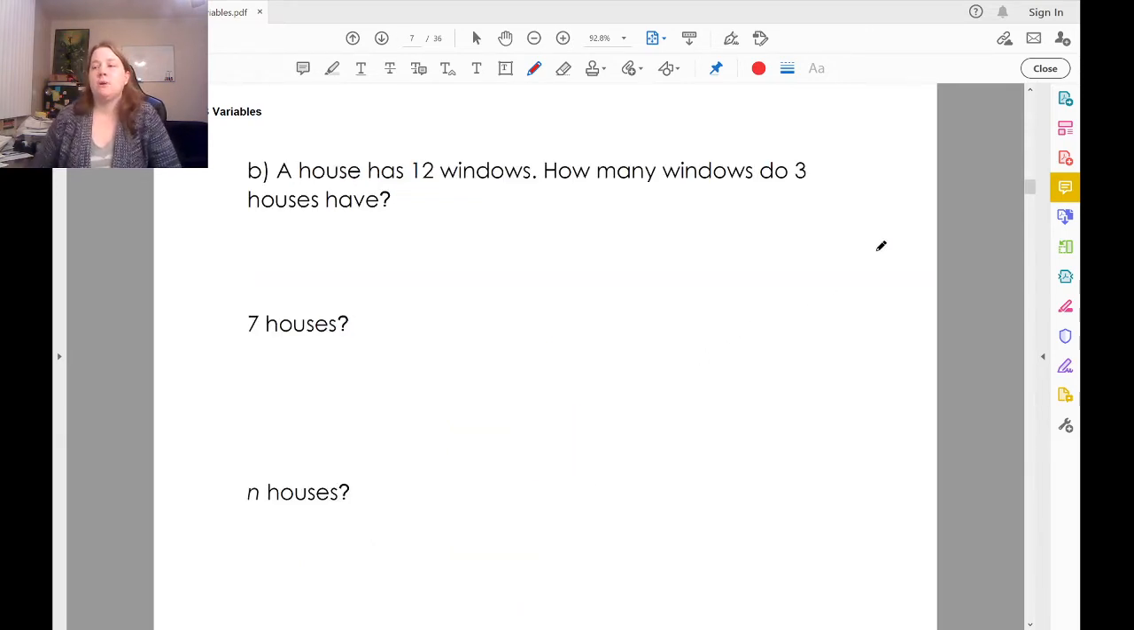A house has 12 windows. How many windows do 3 houses have? Go ahead, write the expressions out for this page. Pause the video and come back when you're ready. Welcome back. So one house has 12 windows. How many windows do 3 houses have? Assuming they all have the same windows, we would do 12 times 3. What about 7 houses? 12 times 7.